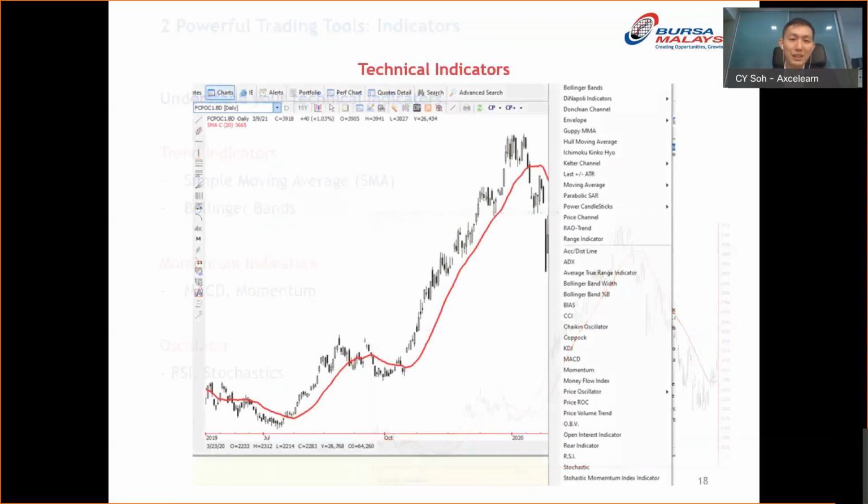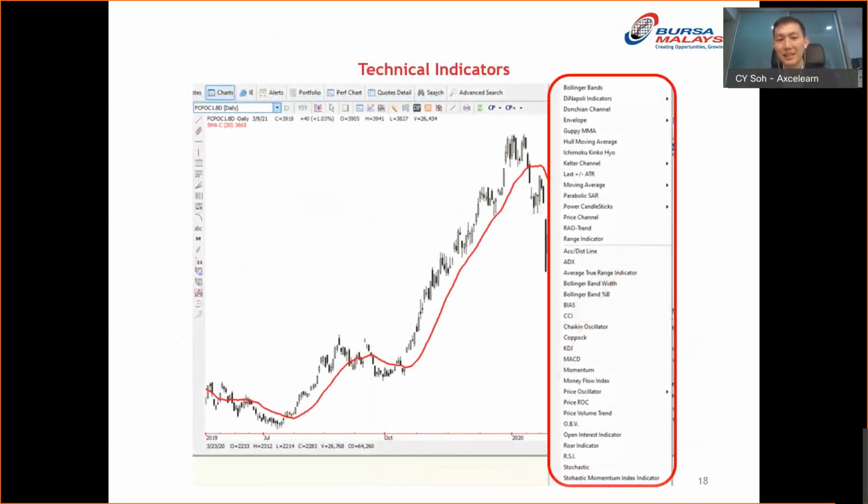Here is a list of indicators from a charting platform. This is only the general indicators, about 20 to 30 of them. In fact, there are even more than this, up to 100 or 200 indicators, including proprietary indicators. But generally, we only use a few commonly used indicators that are usable and profitable in the market. Later on, I'm going to share with you why.